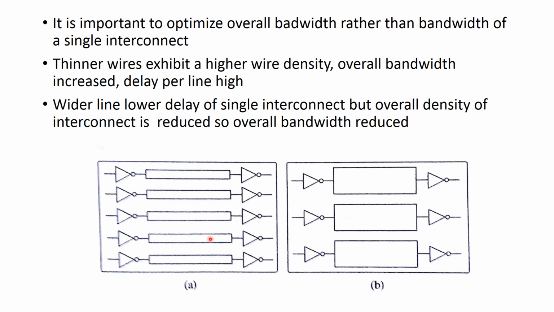Now, another is overall bandwidth. You can see here figure A. In figure A we have more dense interconnects, and in figure B we have less dense interconnects. So overall bandwidth-wise, figure A gives more overall bandwidth as compared to B. Why? Because more wires mean more bandwidth. But if you see the delay, in figure A each wire is offering more delay as compared to B. Why? Because in case of B, the width of the wire is more. So the delay produced along the interconnect in case of B is less. That is why B wires are speedier as compared to A.